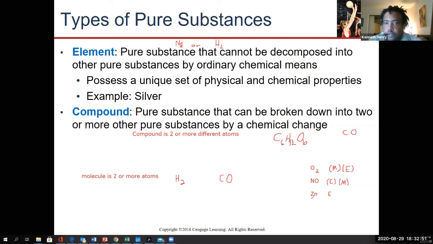Zinc. I think it's an element. It is an element. That's right. Yep.